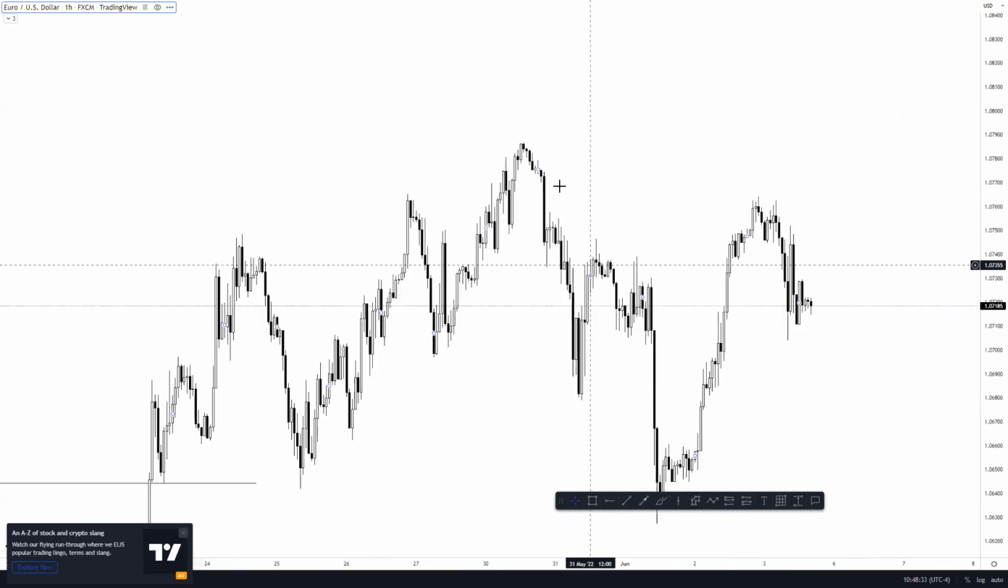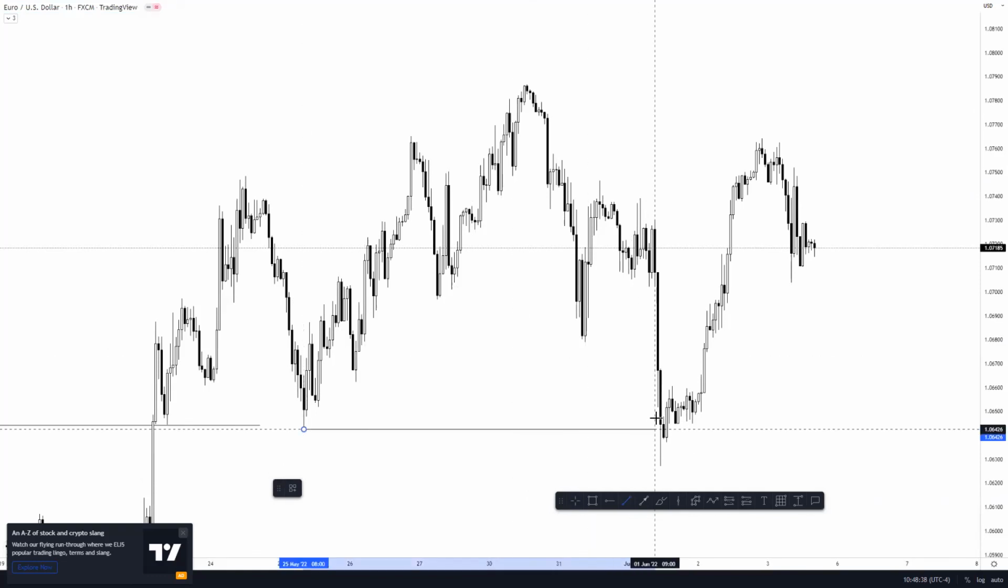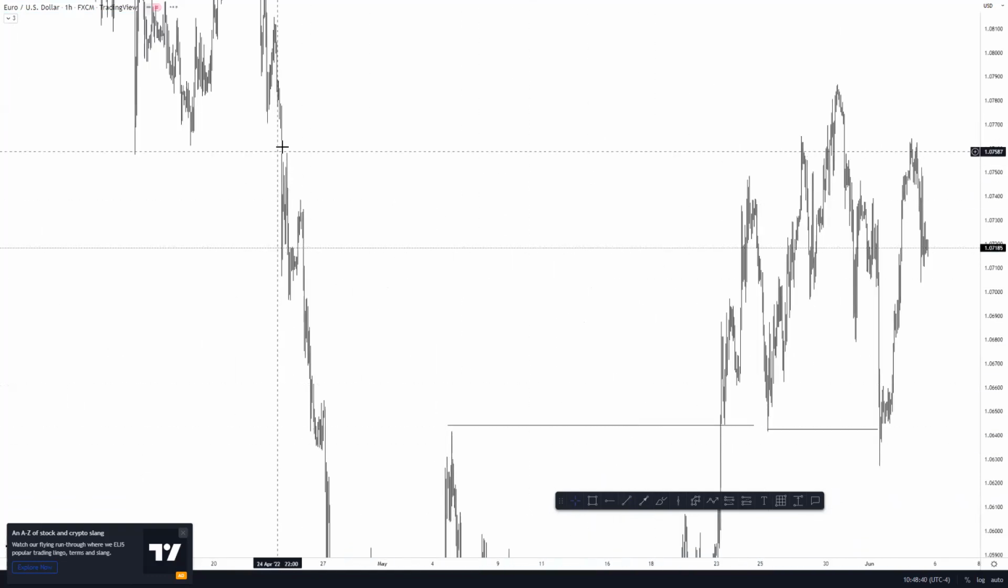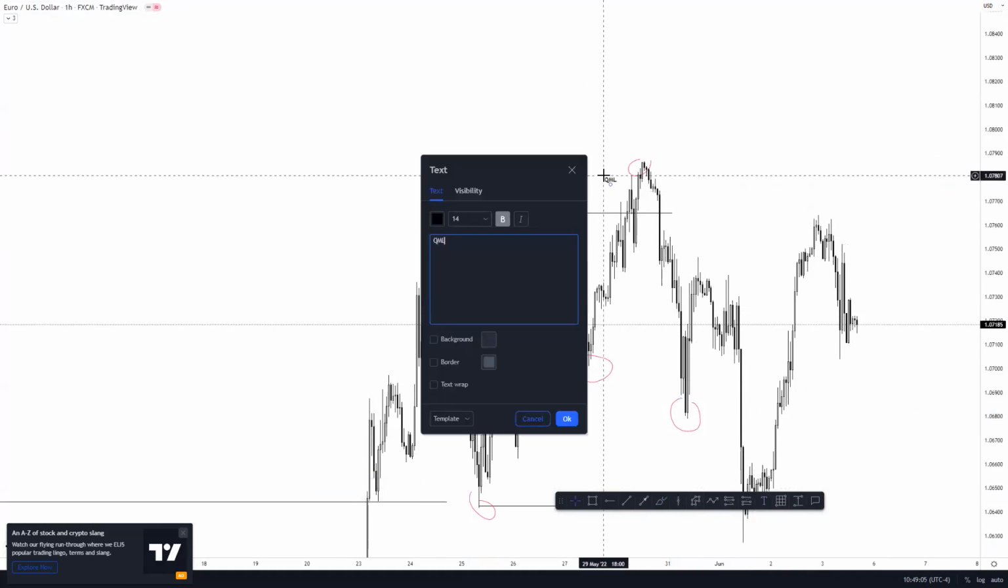And another one, like you see, this last high has taken out all this liquidity from this high to this low, this high to this low. This was the last high, and this has taken out the liquidity from here. Okay, and made higher high, higher low, higher high, and this is the lower low. So this is a perfect example of QM, quasi model level.